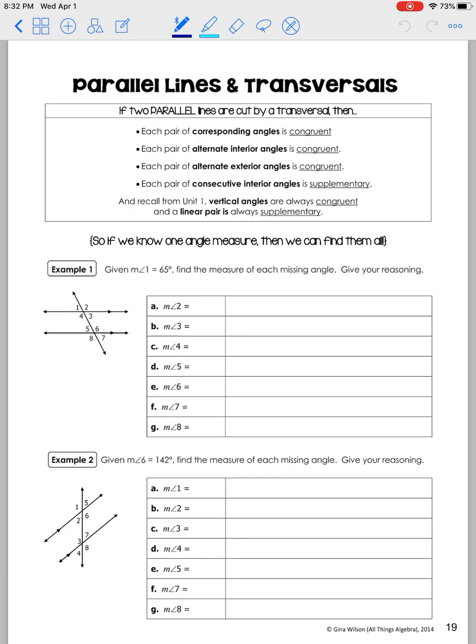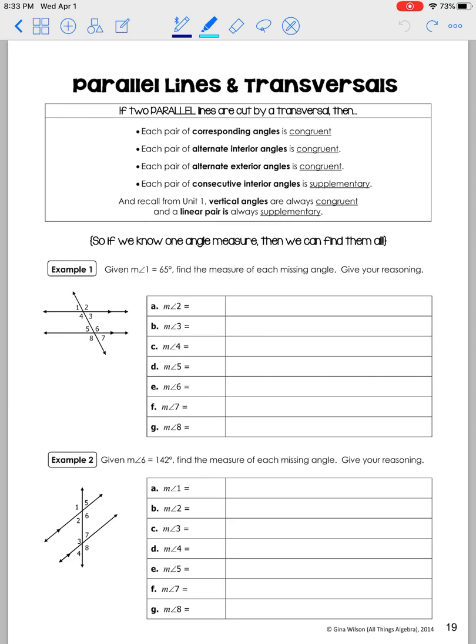So, back up, if you have two parallel lines that are cut by a transversal, looking at example 1, right, we do have two parallel lines. We know that because these little arrows mean parallel. All right, two parallel lines cut by a transversal. Each pair of corresponding angles is congruent. So corresponding being like 1 and 5, or 2 and 6, or 4 and 8, or 3 and 7.